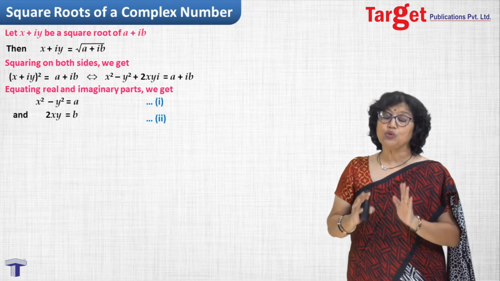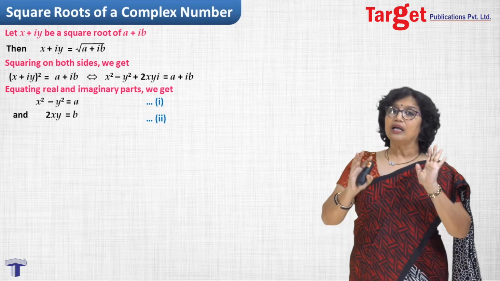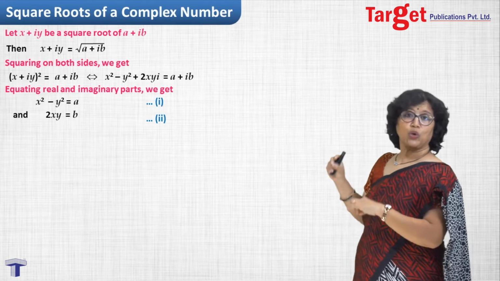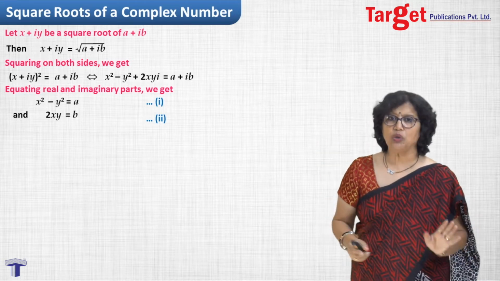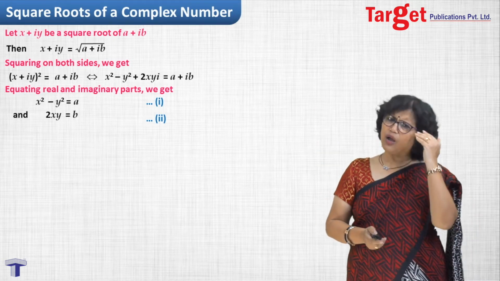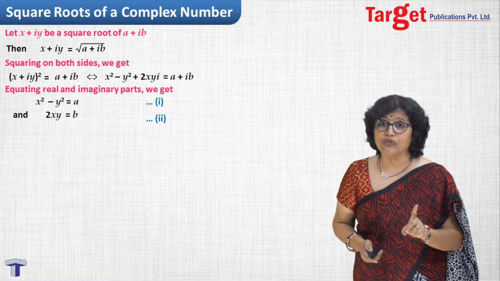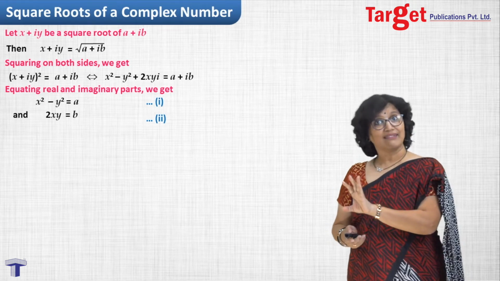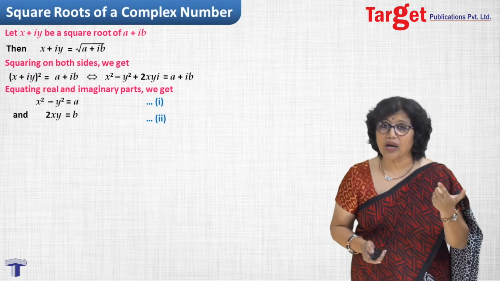Only thing is you should do it tactfully, a little intelligently. If you try to write y equal to b upon 2x and substitute in the previous equation, it would be a mess. Now do it intelligently when I say it. Recall whatever formula you have done in your previous classes. We have done a formula: a minus b whole square plus something equal to a plus b whole square. What is that something? Recall, right?